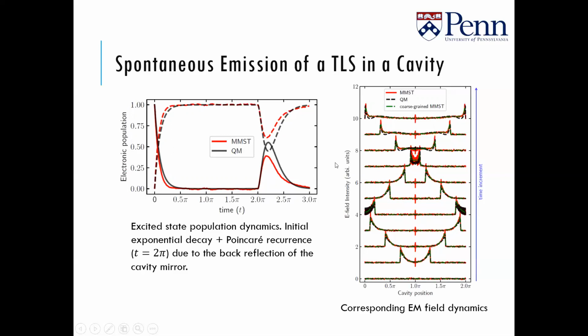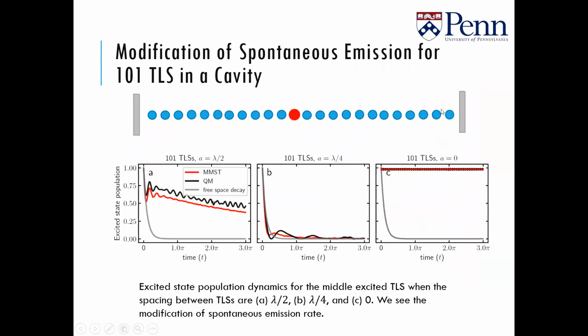As we can see from these two figures, MMST dynamics can give us a very good prediction compared with QM when we have only a single two-level system in the excited state. But this is not surprising, because a single two-level system in a cavity can be easily propagated quantum mechanically. Now let's do something more challenging.